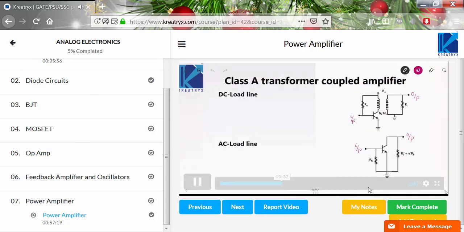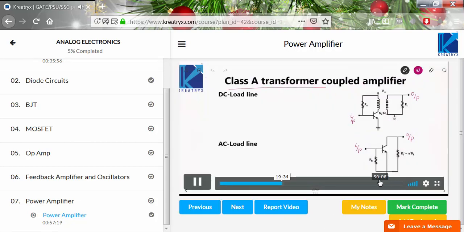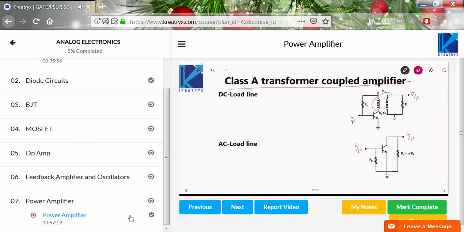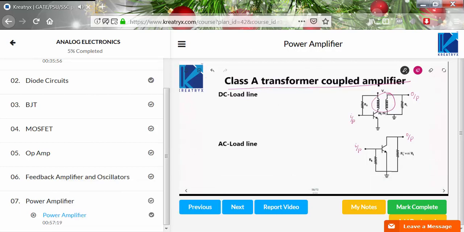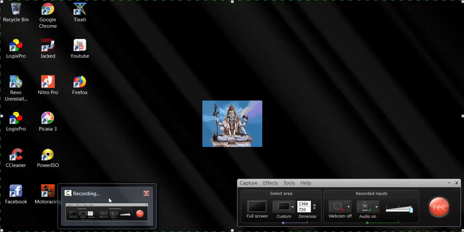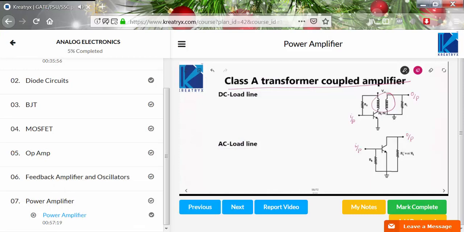The next classification. Next, class A transformer coupled amplifier, right? Why it is called transformer coupled means the transformer is coupled in between output and load. That's why it is named as transformer coupled amplifier. In case of transformer coupled amplifier, what about the KVL to calculate the DC load line? Where we can apply KVL here? In output loop. Output loop is nothing but this loop.